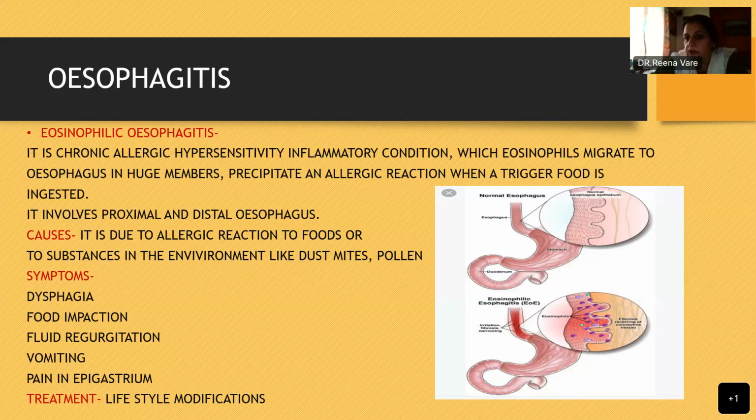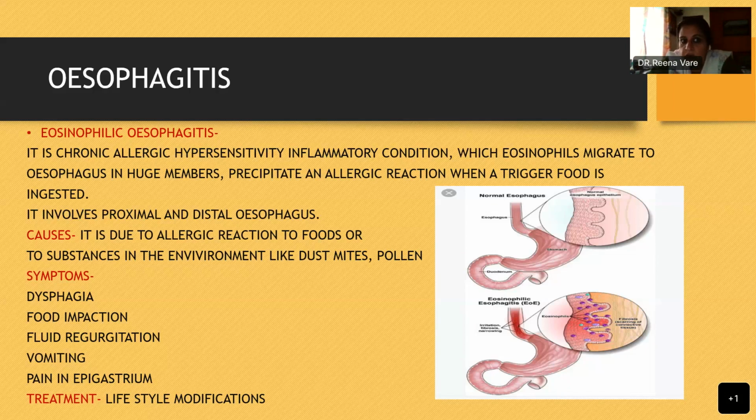The main symptom with which this patient presents to us is dysphagia. Then he will have a choking sensation as if something is stuck in the esophagus. Then he will have fluid regurgitation, he may have vomiting, and he may have pain in the epigastrium.